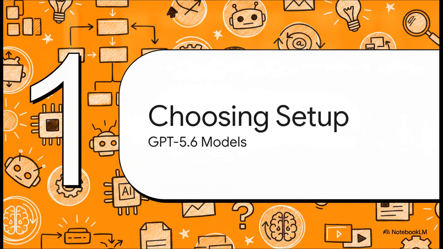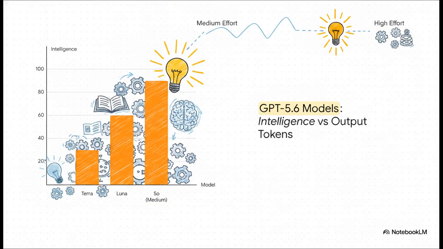All right, Section 1, choosing your AI setup. This is the very first crucial decision you've got to make right out of the gate. When we look at how these GPT 5.6 models compare, you're essentially balancing brainpower against how many output tokens you're burning through. You've got Terra on one end, low intelligence, low cost. Then Luna, right there in the middle. But take a look at that third bar, the model named So. Running So on medium effort is, without a doubt, the absolute sweet spot. It gives you incredibly high intelligence without instantly chewing through all your output tokens. Honestly, you only really need to switch to high effort when you're tackling super heavy, complex planning. For everything else, just set it to So medium and you're golden.